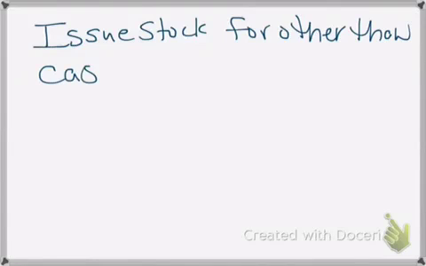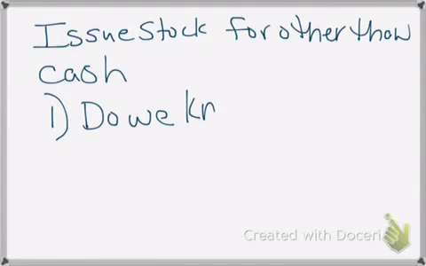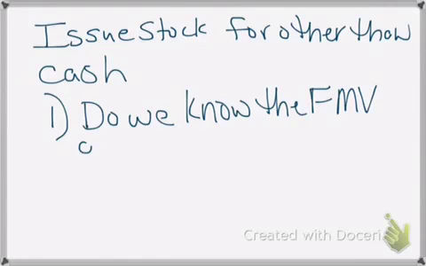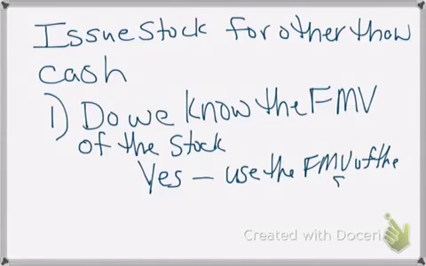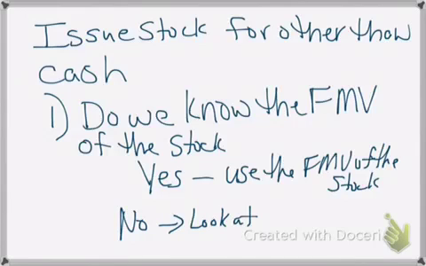we have to look at some rules. And so the first rule is, do we know the fair market value of the stock? If the answer to this question is yes, then we use the fair market value of the stock. If the answer is no, we then have to move forward and look at the fair market value of what we're getting.